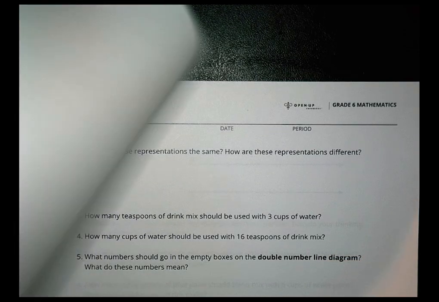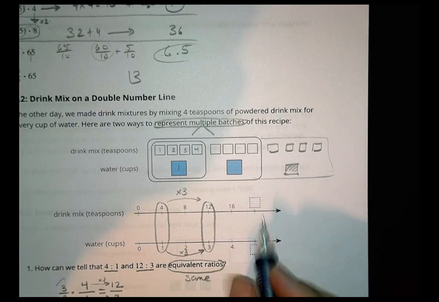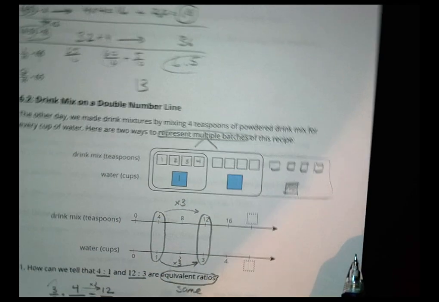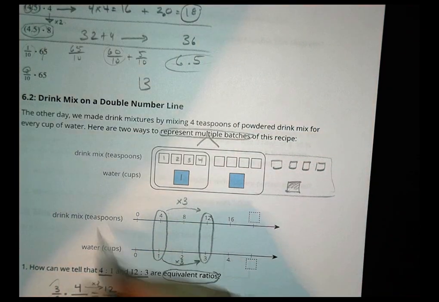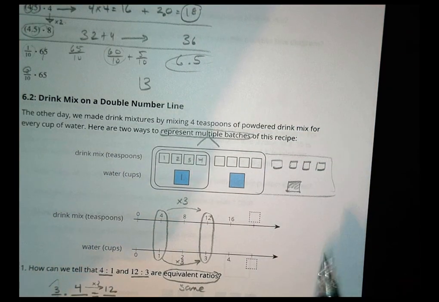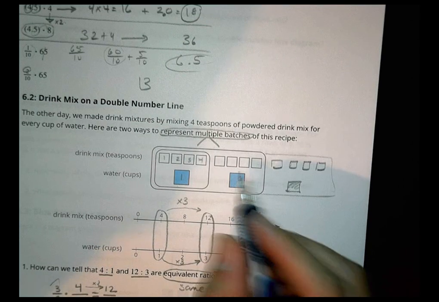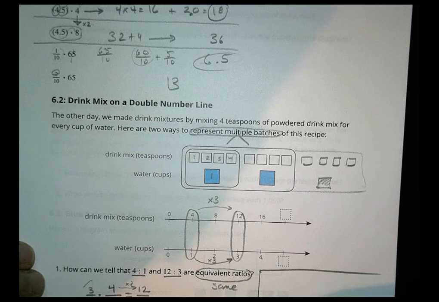Alright, so now what I want to know is, how are these representations the same, and how are these representations different? Okay, so how are these things the same, the pictures, and how are the number lines the same and different? So looking at it, I have a picture representation and I have a double number line representation, right? So how are they the same? In one case, I could say, I'm going to just write here for now, okay? I'm not going to use the back side, so we can look at this together.